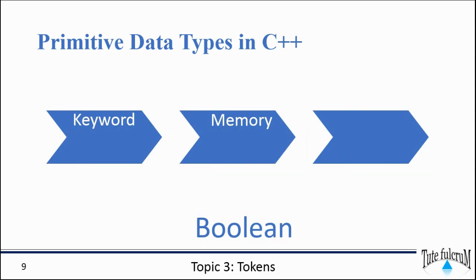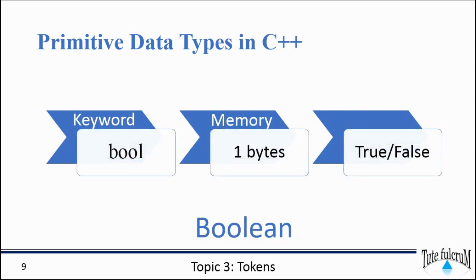The Boolean data type is used for storing Boolean or logical values. A Boolean variable can store either true or false. The keyword used for Boolean data type is bool and it takes 1 byte of memory.